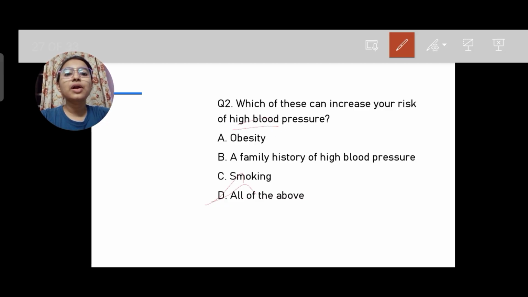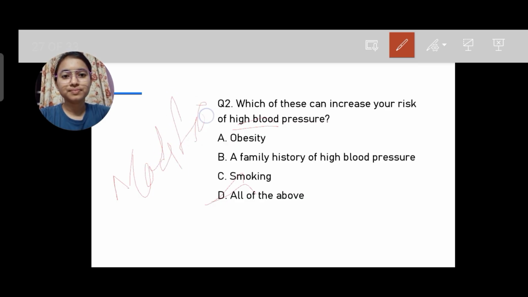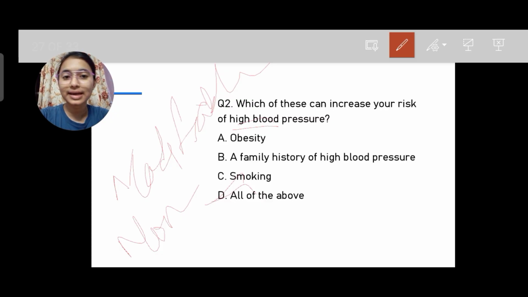High blood pressure or hypertension has two types of risk factors. One is modifiable, another is non-modifiable. The modifiable ones are those we can modify, like obesity, smoking, alcohol intake, and sedentary lifestyle. Non-modifiable ones are like age, sex, ethnicity, and family history. These cannot be modified, or are not in our hands. So these are all factors that increase the risk of high BP.